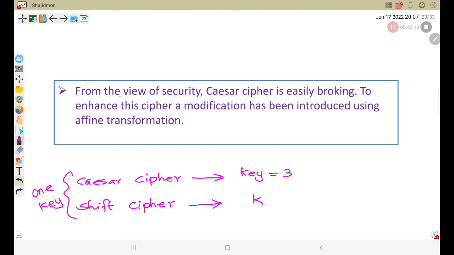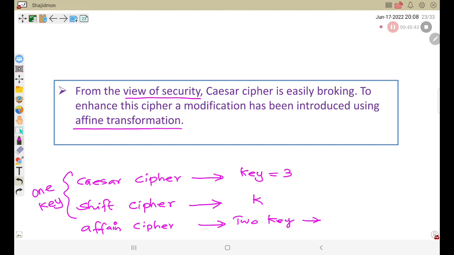So from the view of security, Caesar cipher is easily broken because there is only one key, correct? If you know that one key, this communication will break easily. Anybody can read the message easily. So to enhance the cipher, a modification has been introduced using affine transformation. In a slightly more secure way, we are defining another cipher, which we call affine cipher. In affine cipher, we have two keys. So communication is more secure. We are calling them A and B. Two keys we are defining.